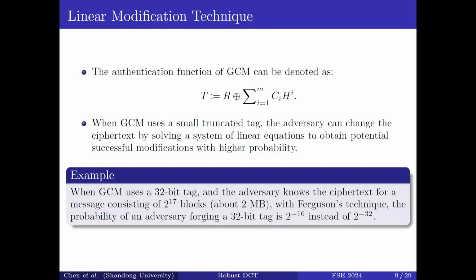Let's look at the effects of Ferguson's linear modification technique. The authentication function of GCM can be denoted as T. The latter part of T is actually the J-hash. So when GCM uses a 32-bit tag, and the adversary knows the ciphertext for a message, Ferguson's method can cut the complexity of queries in half. It's an amazing method.